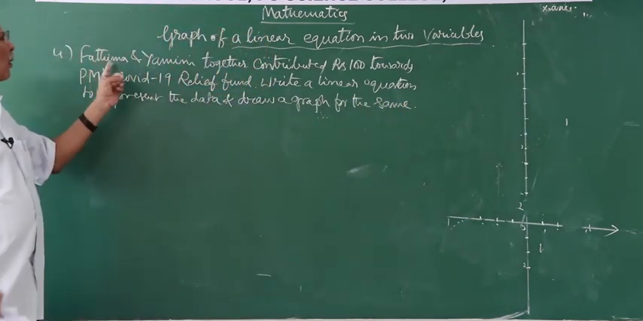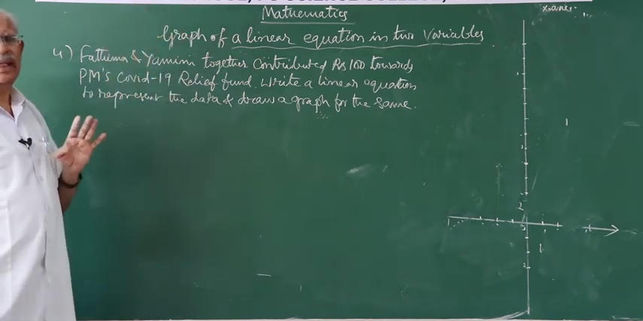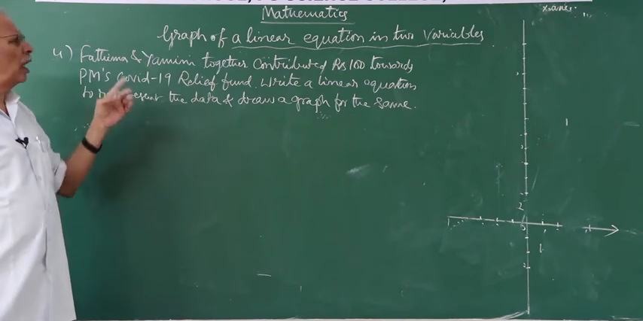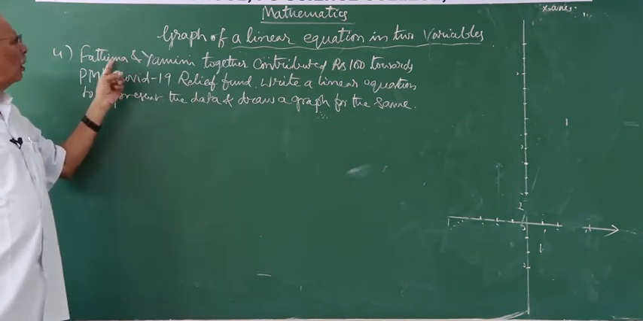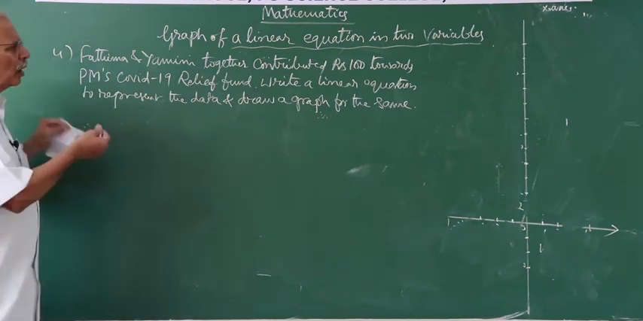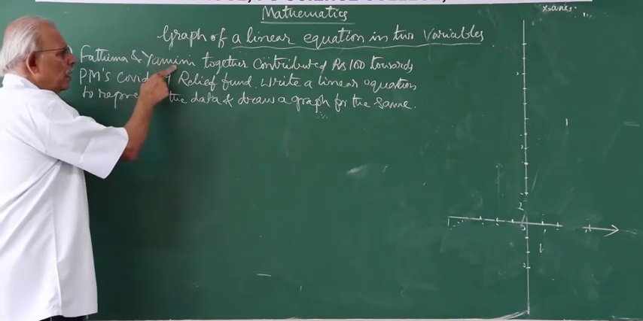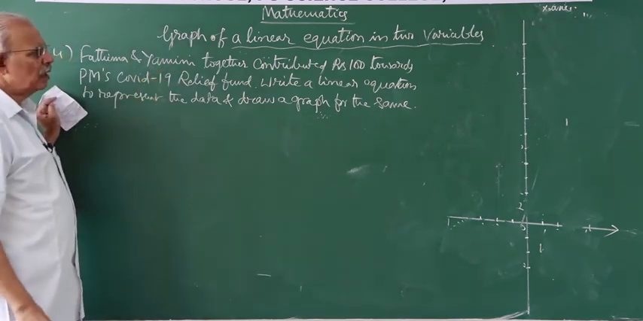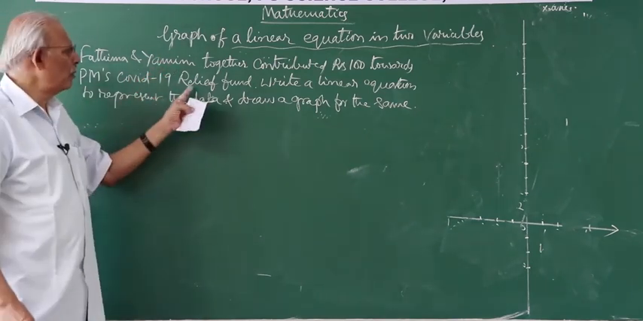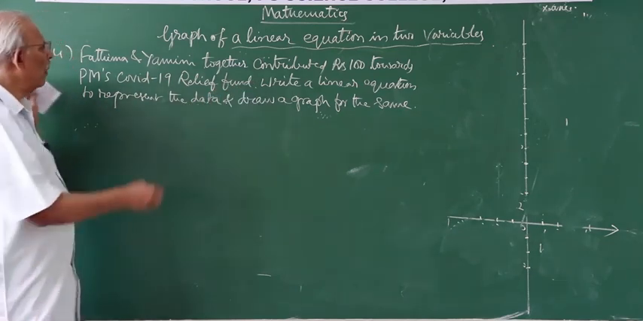Here, Fatima and Yamini together contributed 100. Now, you do not know how much she contributed and how much Yamini contributed. So, let us take the amount contributed by Fatima as x and Yamini as y. So, you have to frame the equation and draw a graph.